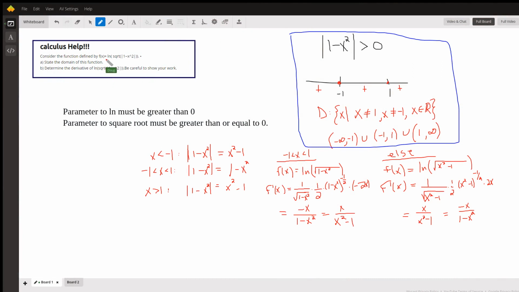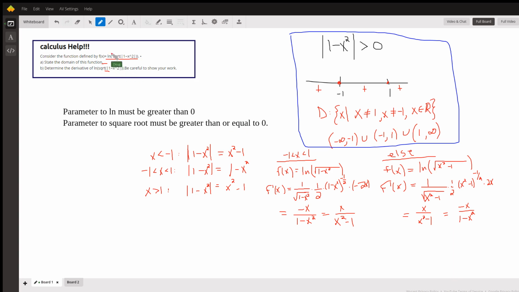Okay, you're given this function, natural log of the square root of the absolute value of 1 minus x squared. You're asked to find the domain of the function and then find the derivative of that function. The things to consider: the parameter to the natural logarithmic function must be greater than 0, and the parameter to the square root must be greater than or equal to 0.